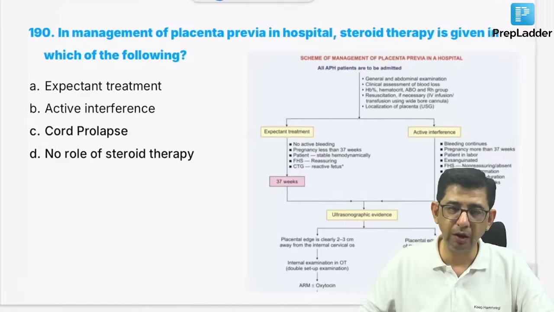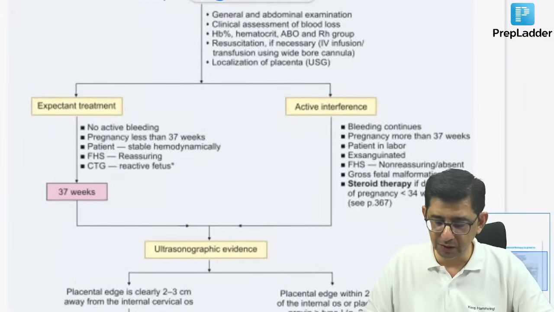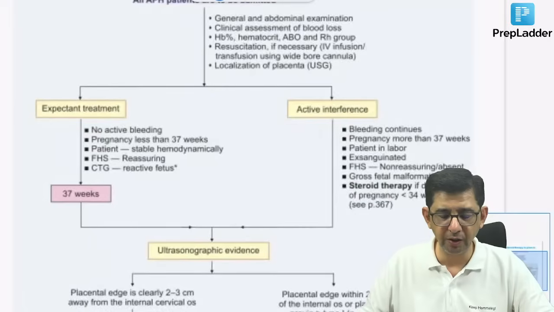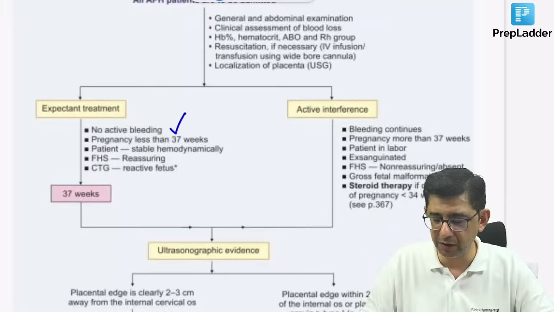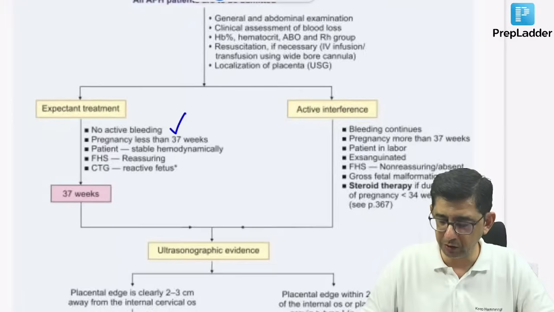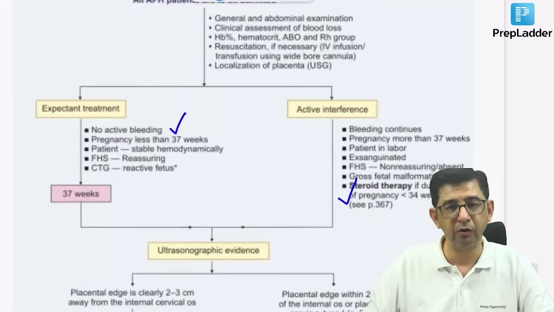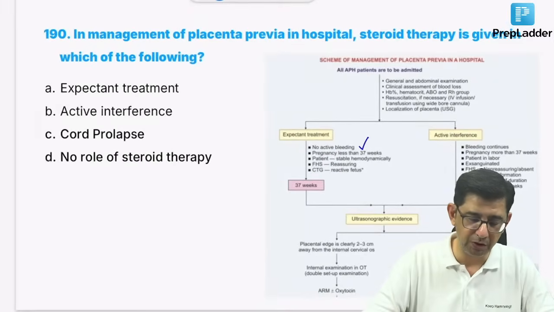Okay. I have a reference for this from Dutta only. Expectant treatment is when there is no active bleeding in a case of placenta previa. But if the bleeding is continuing and the patient is at 37 weeks, then we anticipate that the delivery will occur before time. So the steroid therapy is given in this particular case. So it's active interference, as they mention in the reference given here. Answer for this is B.